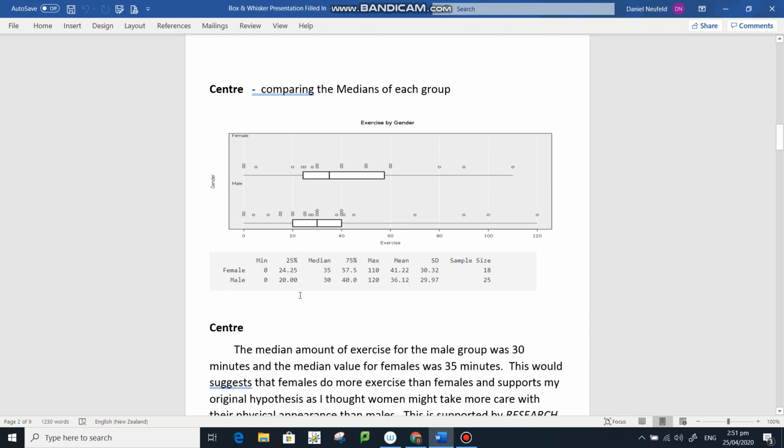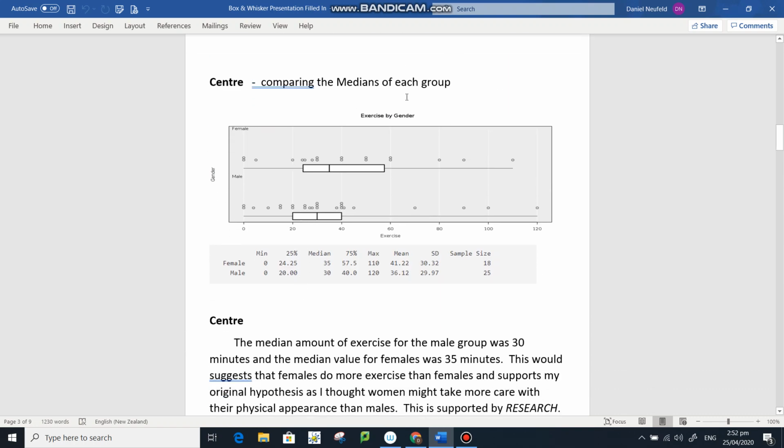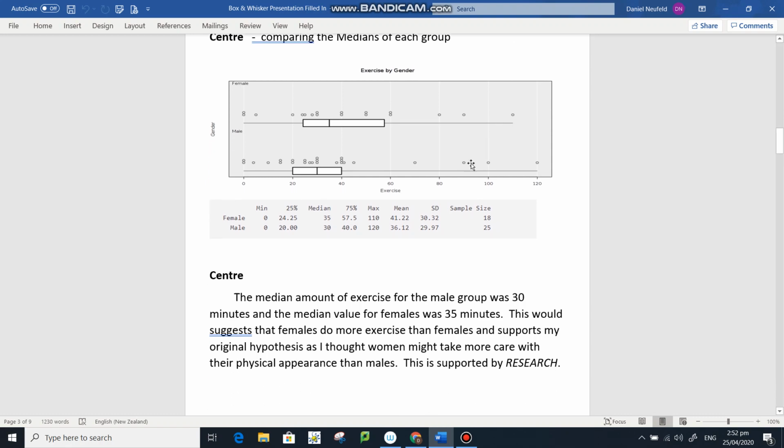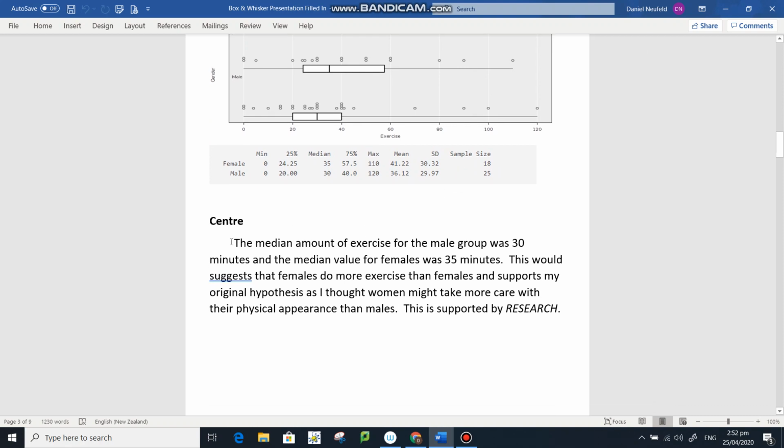Okay. Looking at the center. In our case, center, generally we can just compare the medians of the group. You could compare the means as well, but medians is good enough. So again, for achieved, at this part, we're looking at it 30 minutes for the male group, and for the median for the females was 30. This is your achieved kind of part.